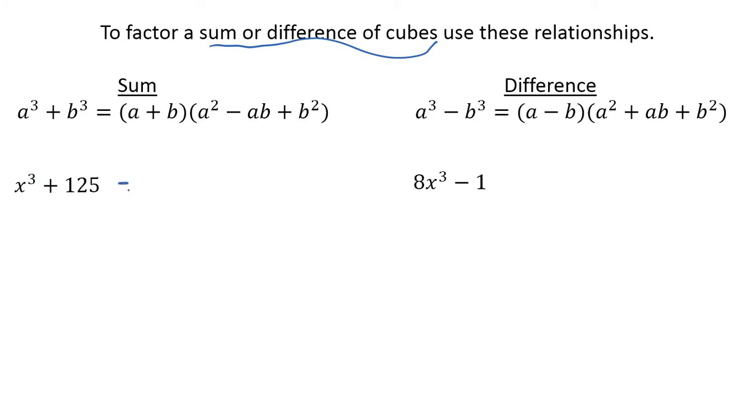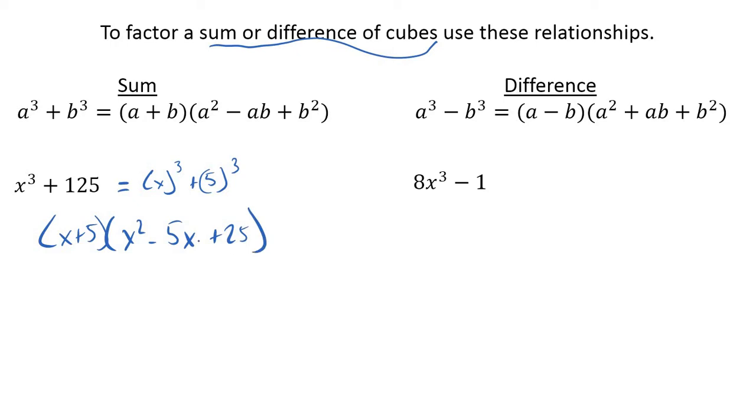x cubed plus 125. Well, isn't that the same as x cubed, of course, plus 5 cubed? Now I'm just doing that to look at this. So my a is x, my b is 5. Now I can follow the pattern. So I've got x plus 5 times x squared minus 5x plus 25. Notice the 5x here. I wrote the 5 in front instead of x5 because that looks weird. But there you go. Factored it. Okay, just following the pattern.